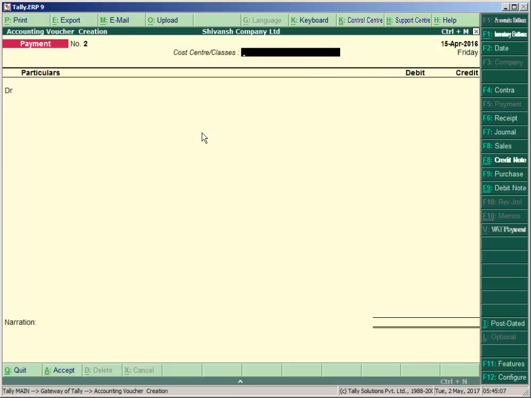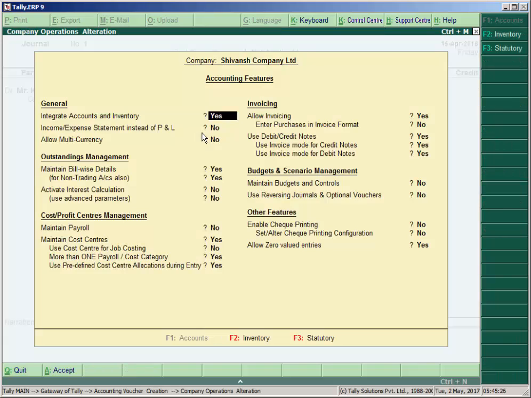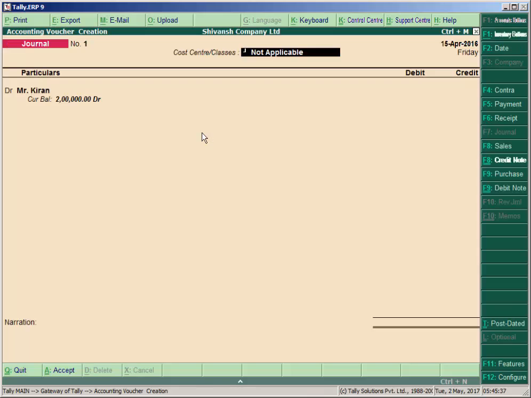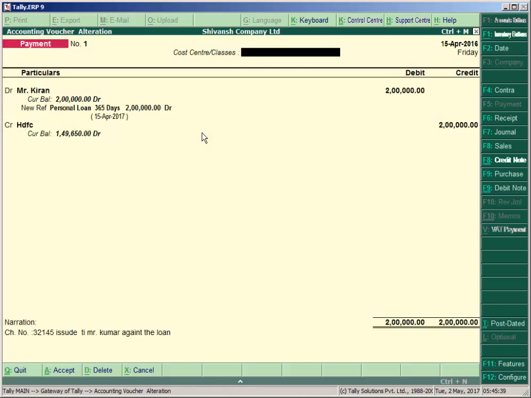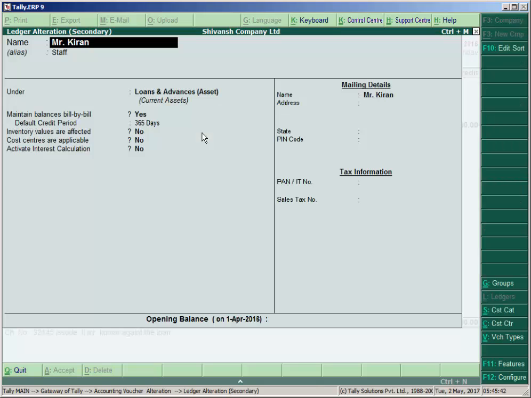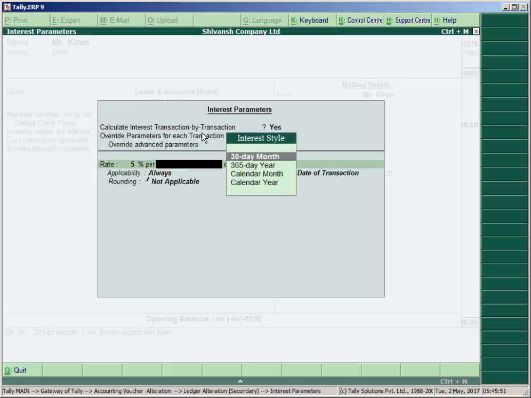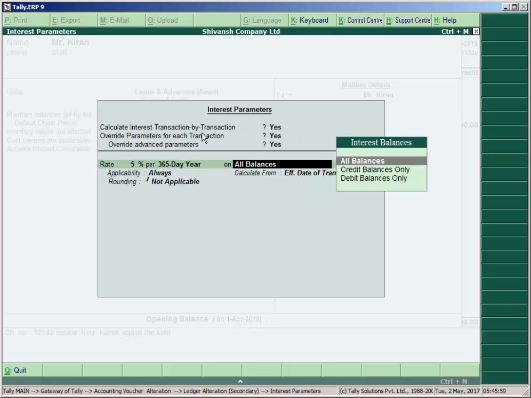So press F11. Activate interest calculation yes and use advanced parameter is also yes, and accept the accounting feature window. Then press page up key, open your loan issued entry and put the option activate interest calculation yes for Mr. Kiran and make these three options also yes. So enter the rate of interest, that is 5%.